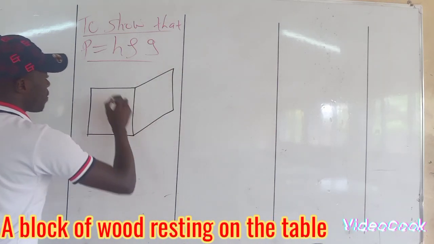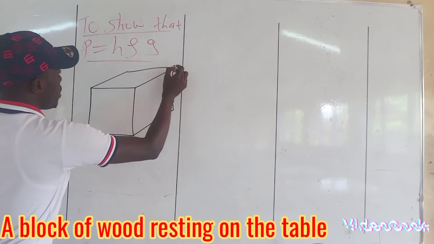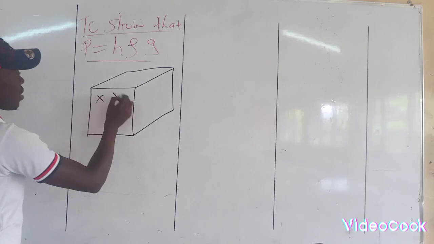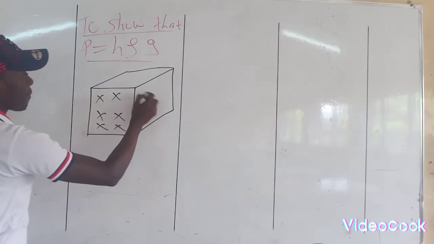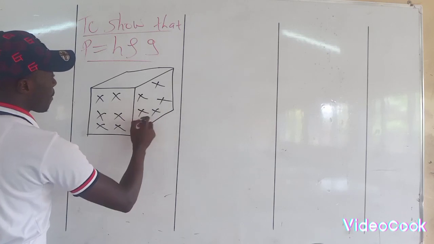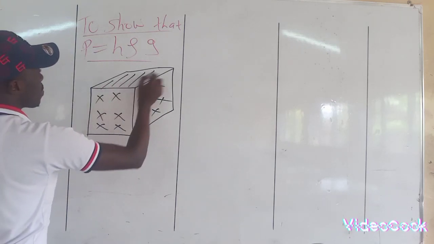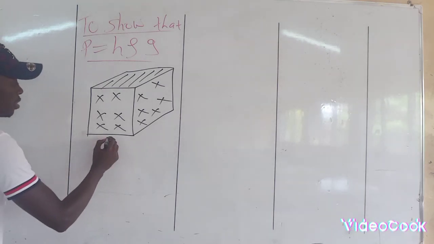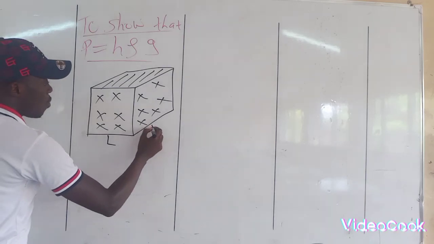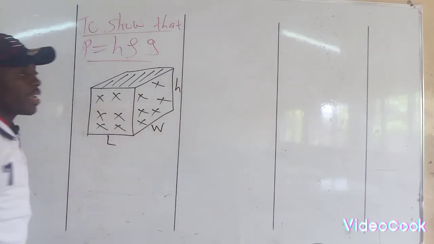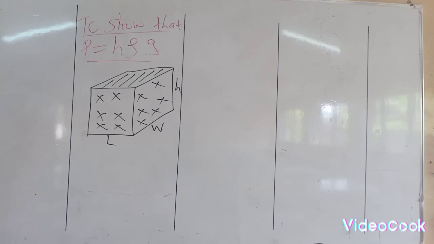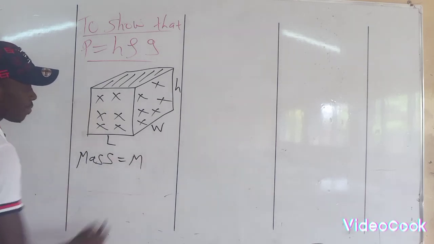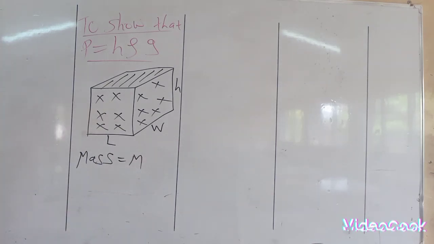This one is a block of wood resting on a table, and the dimensions are length, width, and height. Then it has a mass M. The mass of this body is given by M.